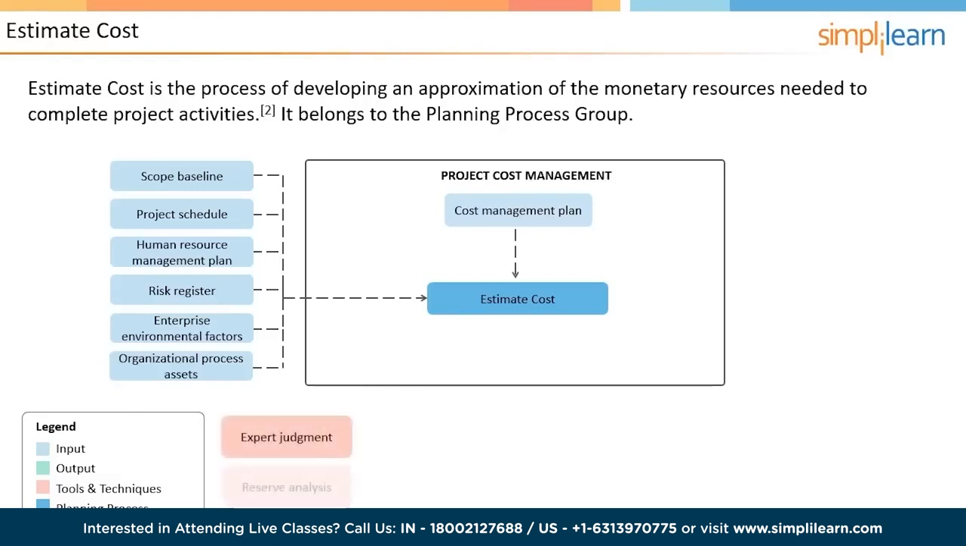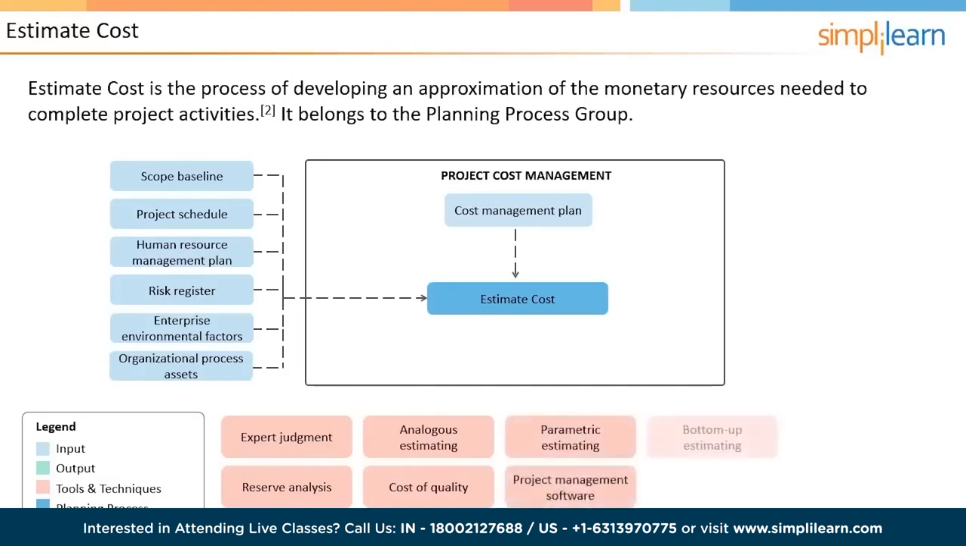Expert judgment, reserve analysis, analogous estimating, cost of quality, parametric estimating, project management software, bottom-up estimating, three-point estimating, vendor bid analysis, and group decision-making are the various tools and techniques used in this process. Most of the tools and techniques used here are similar to the ones used in the time management knowledge area. Vendor bid analysis is a technique used to estimate project cost.